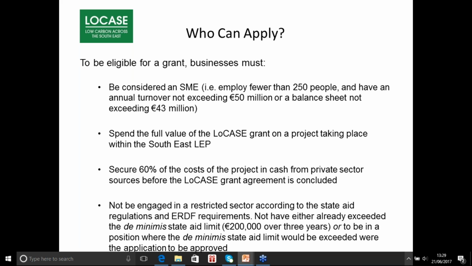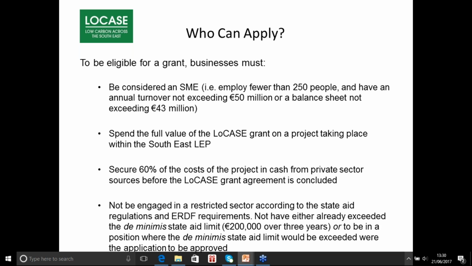So who can apply? As most grant-funded programs have restrictions, we also have some too. So you have to be a small and medium-sized business, so employ fewer than 250 people, and you've got turnover and balance sheet limits as well, which are shown on screen there, which are quite large. So that really includes the majority of businesses that we actually encounter.